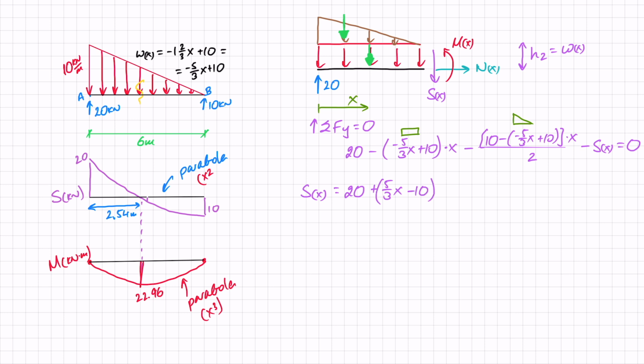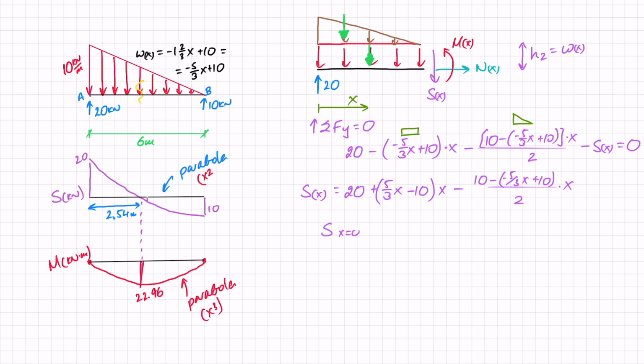Just introduce the minus within the brackets times x, and then minus this thing here. So minus 10 minus 5 over 3x plus 10, all that over 2, and multiplied by x. Let's check the points that we have here. So we're doing this as a check.